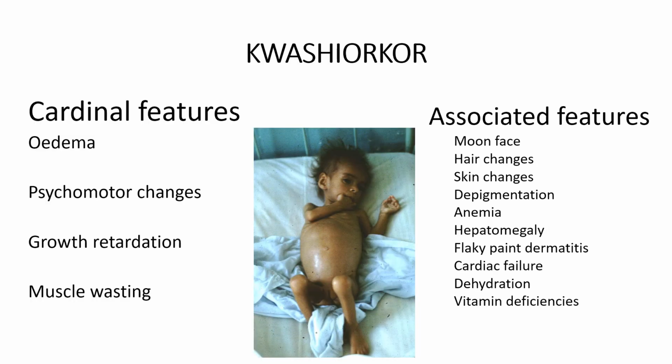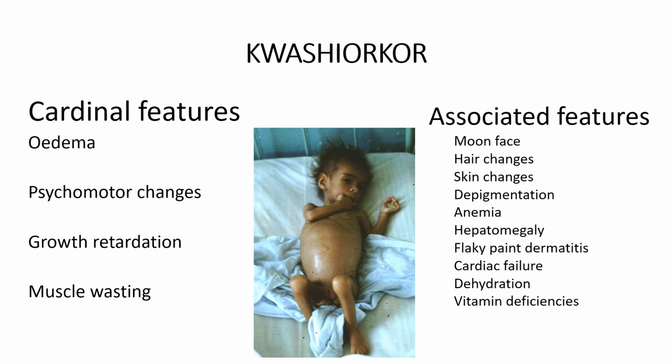Moving on to kwashiorkor, as you can see in the picture, this is a child having kwashiorkor. The cardinal features, that means the features which are always present, are edema, psychomotor changes, growth retardation, and muscle wasting. So muscle wasting is seen in both, but edema is seen only in kwashiorkor.